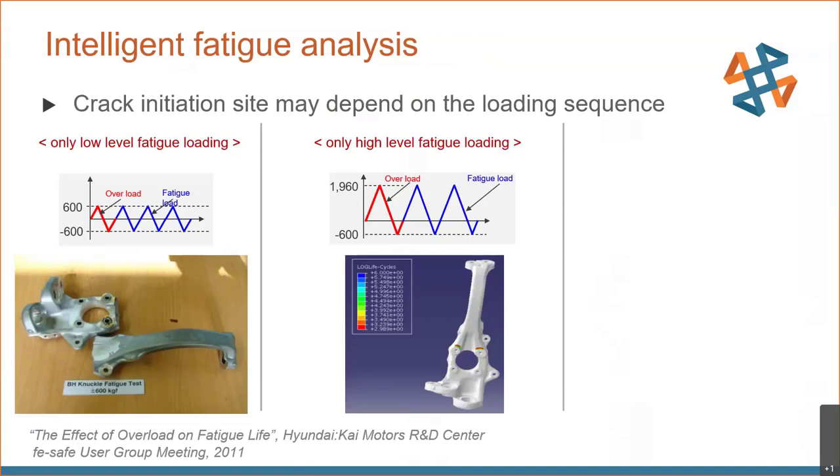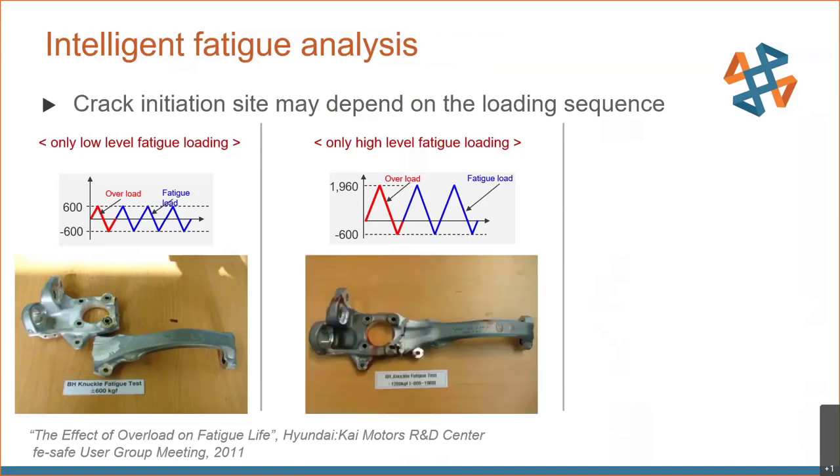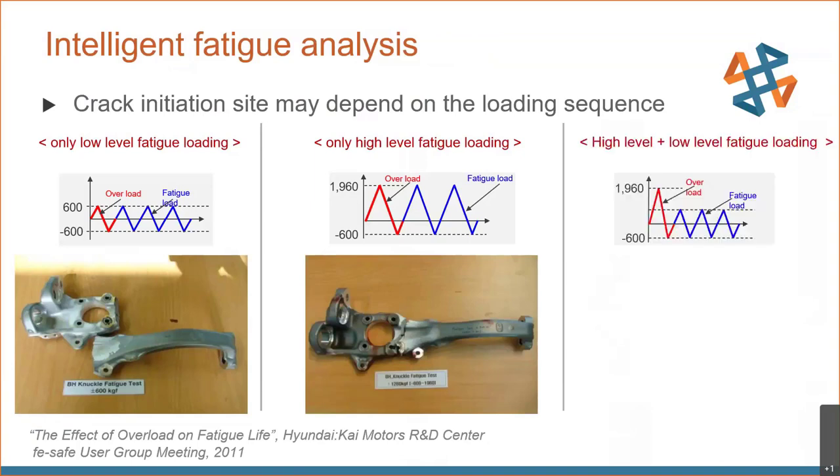It's also near the bolt holes. And that was also confirmed during testing with that similar load environment. The third analysis was to combine the first two scenarios, an overload followed by a constant amplitude lower level load. Based on the first two results, it would seem logical to predict the same failure location. However, this was not the case.